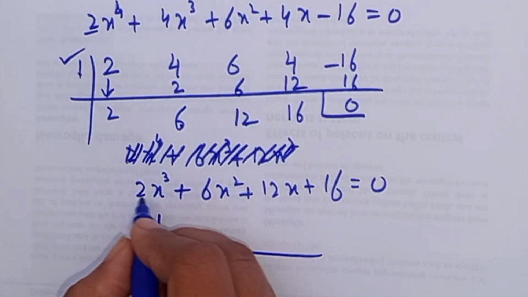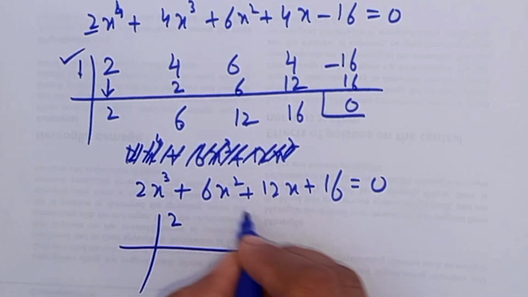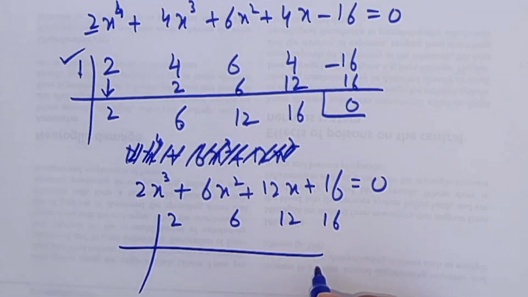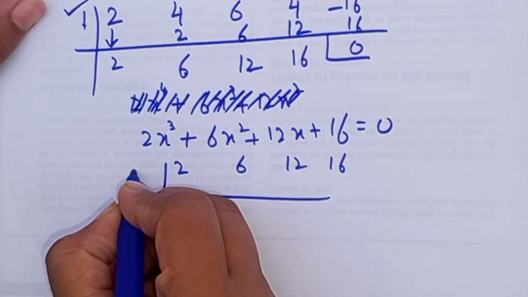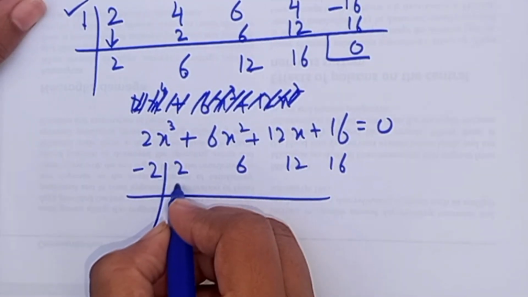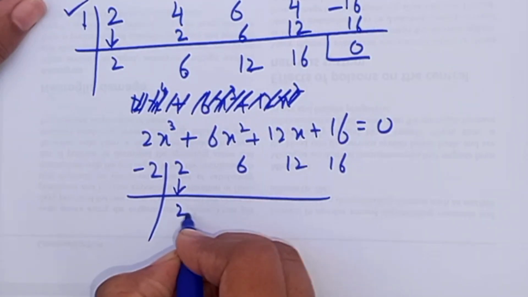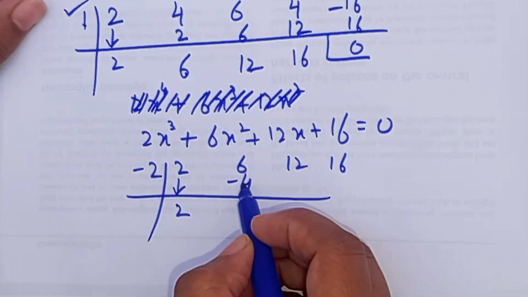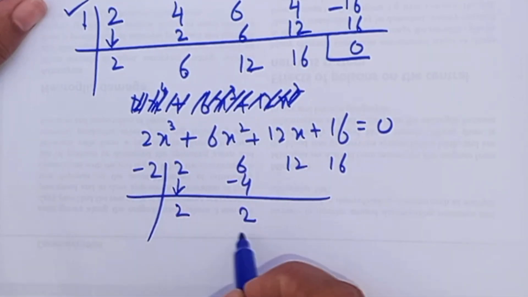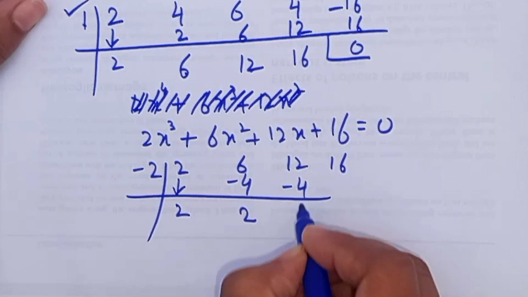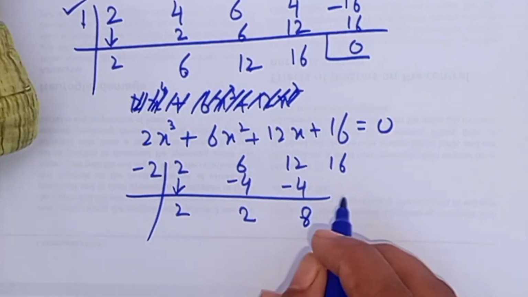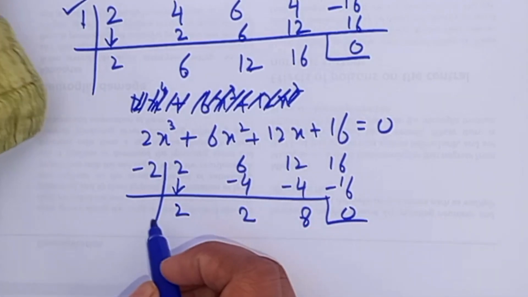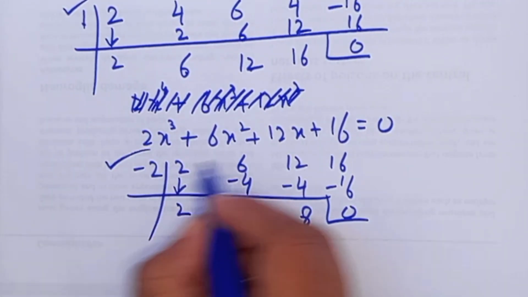So the coefficient of x cube is 2, the coefficient of x square is 6, the coefficient of x is 12, and the constant is 16. So here we select a factor, minus 2. Now this value we write as it is. Multiply minus 2 by 2, we get minus 4, and 6 minus 4 is 2. Multiply this by minus 2, we get minus 4. 12 minus 4 is 8. Multiply 8 by minus 2, we get minus 16. So the remainder is 0, so this implies minus 2 is a factor of this equation.